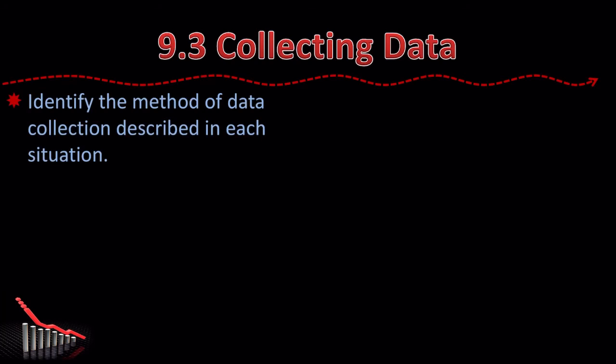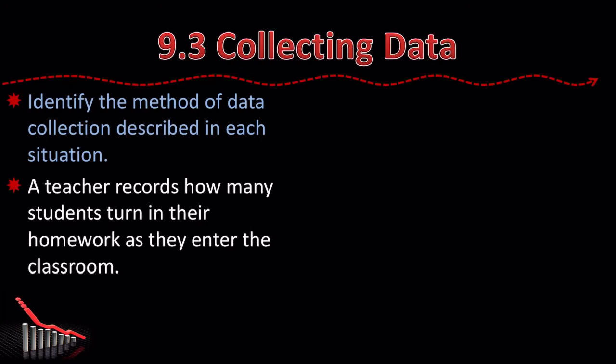So let's identify the method of data collection described in each situation. A teacher records how many students turn in their homework as they enter the classroom. Is the teacher doing anything to the students? No. The teacher's just watching and recording. Watching and recording is observation, and teachers do that a lot.